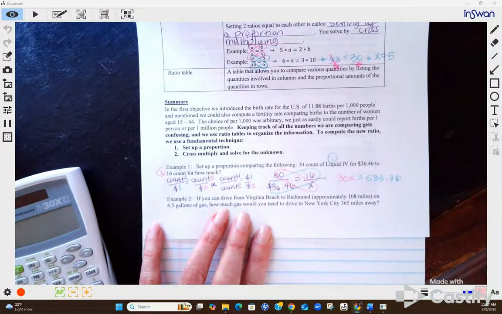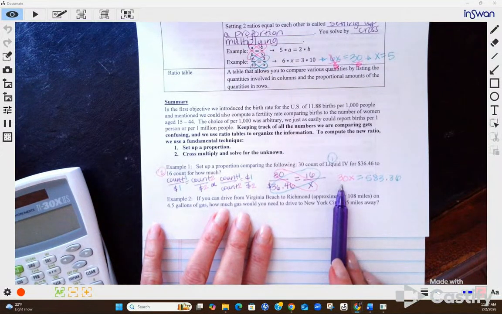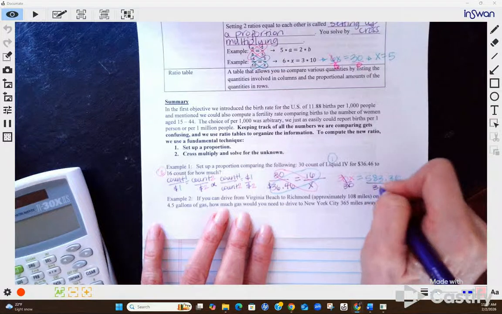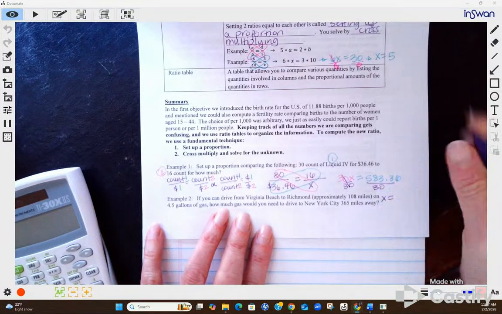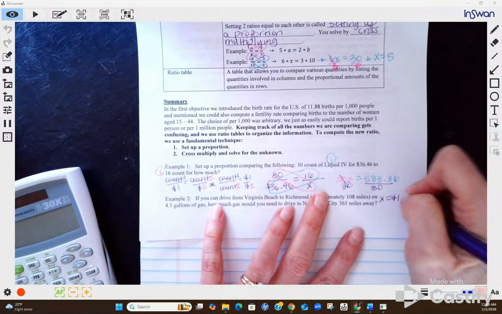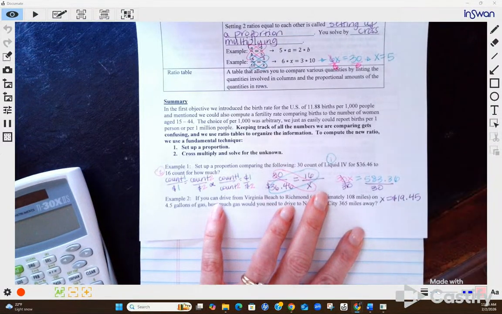it gives you 583.36. And then the next step is to get X by itself. It's 30 times X, so we want to divide both sides by 30. And our answer is 583.36 divided by 30, $19.45.